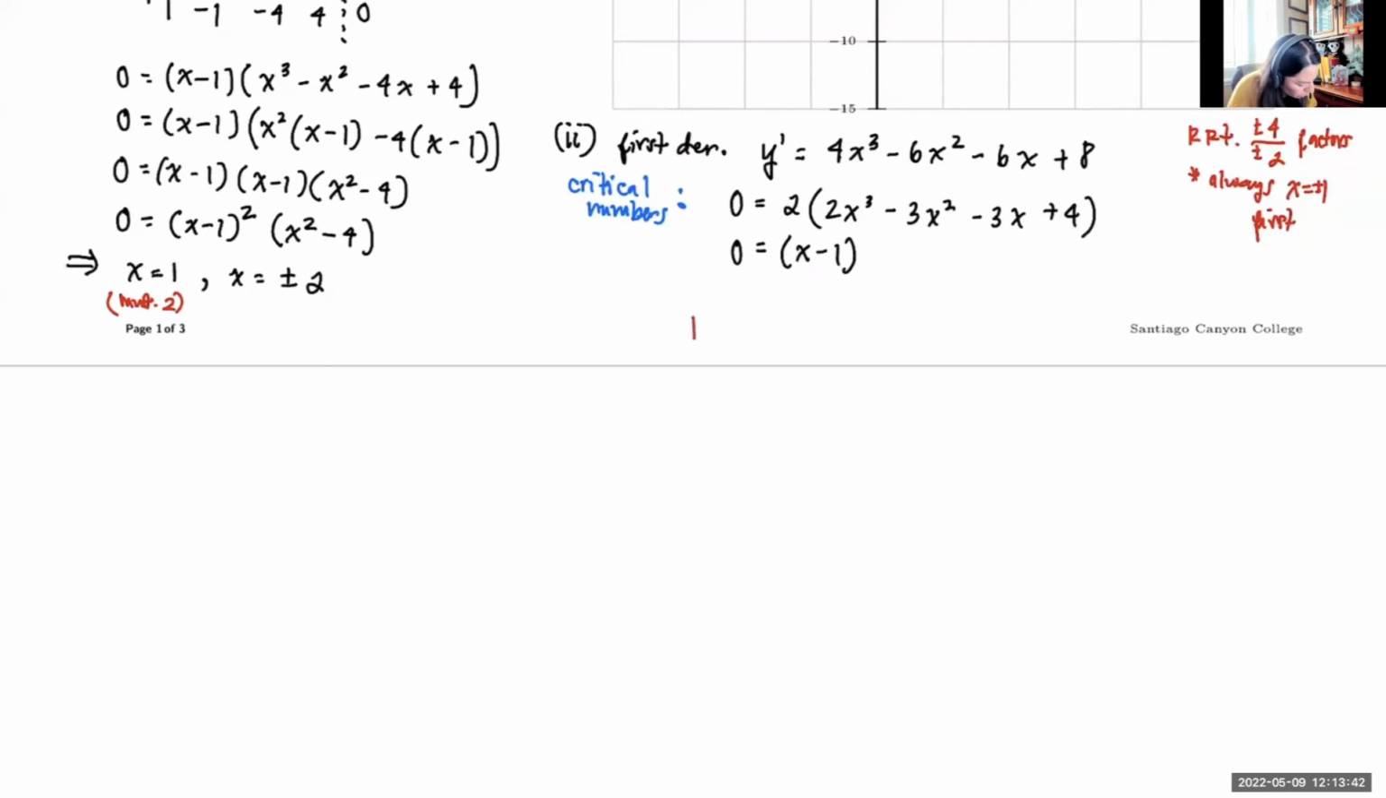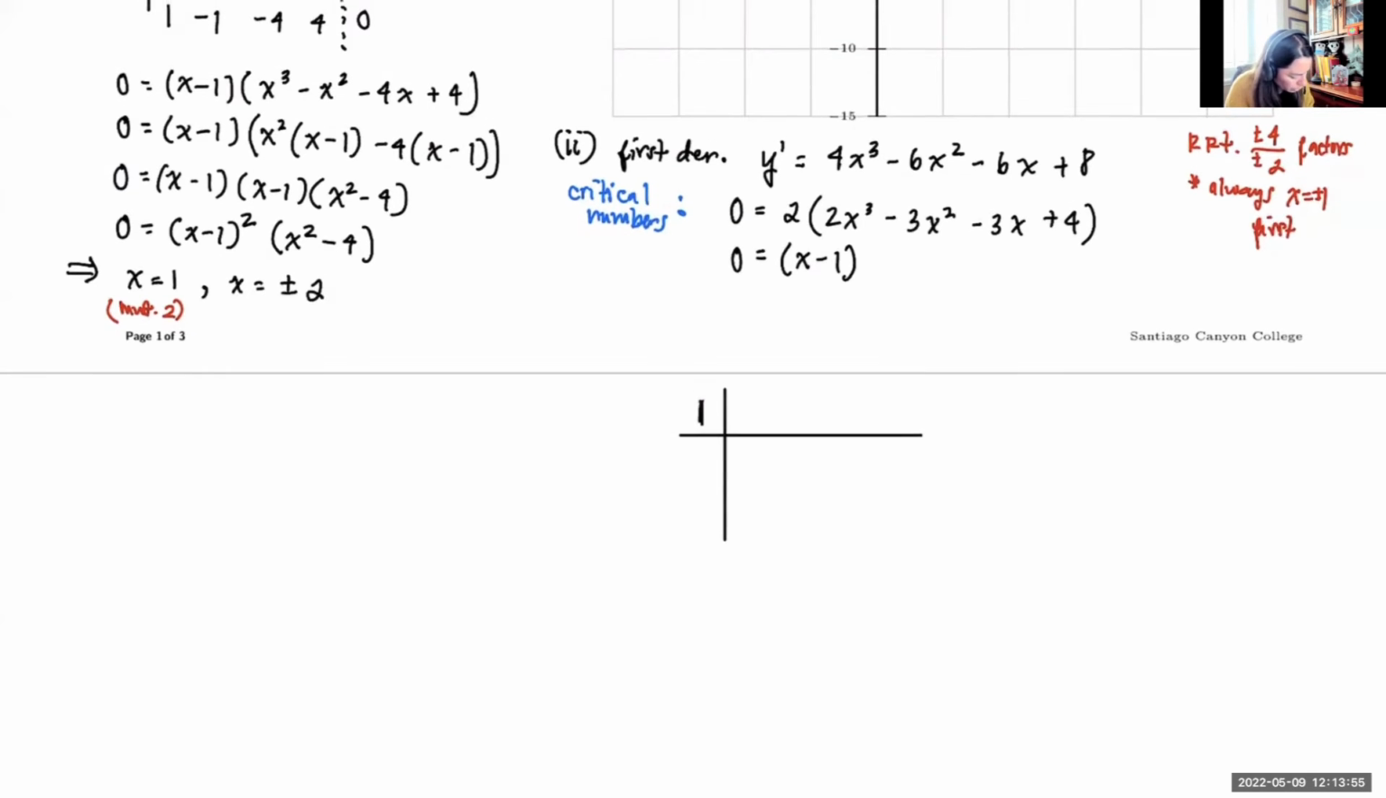So I'll have a 1, just like I did before, little bar. And I'm just going to move this down here so I have a little more room. There we go. And I'm going to put the coefficients 2, negative 3, 4, dash the line, and there we go. And then begin synthetic division.